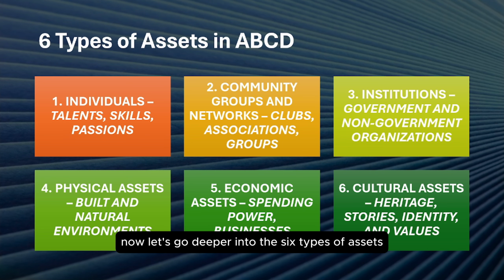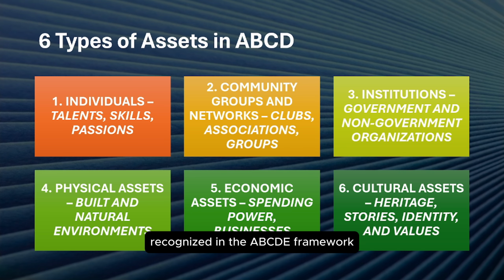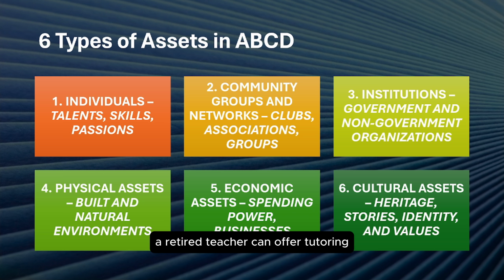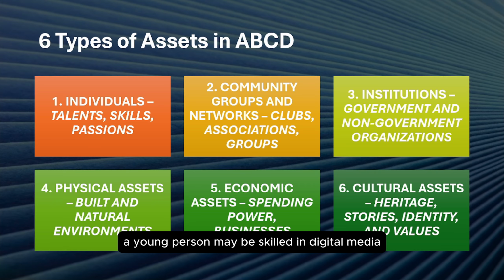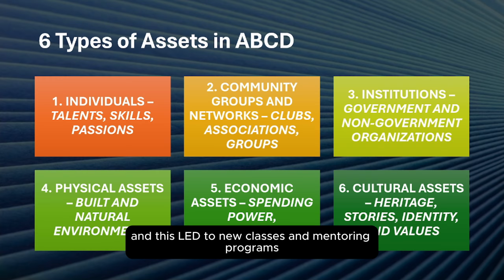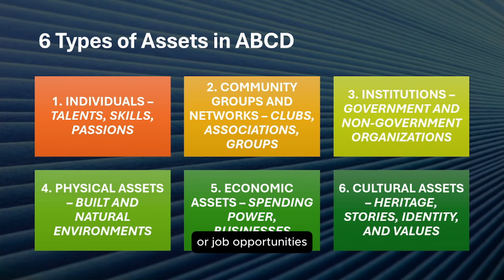Now let's go deeper into the six types of assets recognized in the ABCD framework. The first one is individuals, which is in the form of talents, skills, passions. Every person in the community has something to contribute. A retired teacher can offer tutoring. A young person may be skilled in digital media. A mother may have cooking skills that bring together people. A small town created a skill directory. People listed what they could offer, and this led to new classes and mentoring programs or job opportunities.